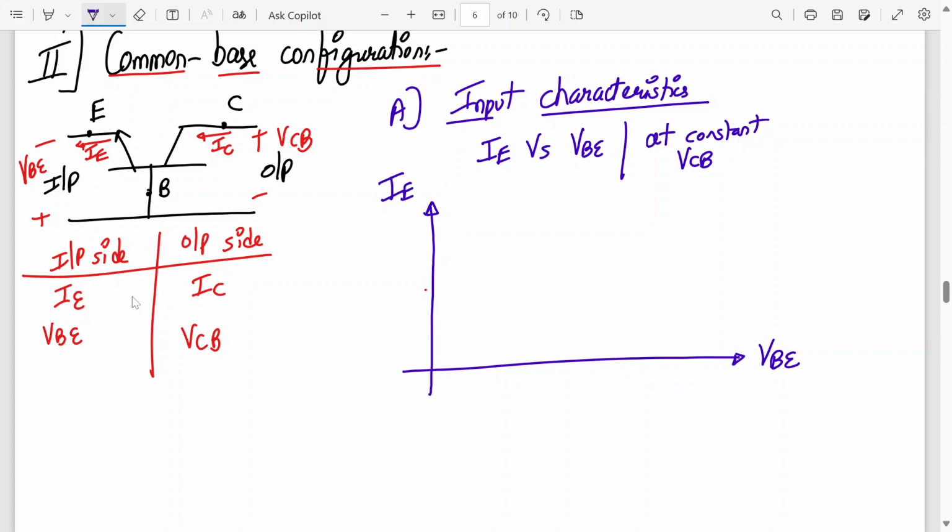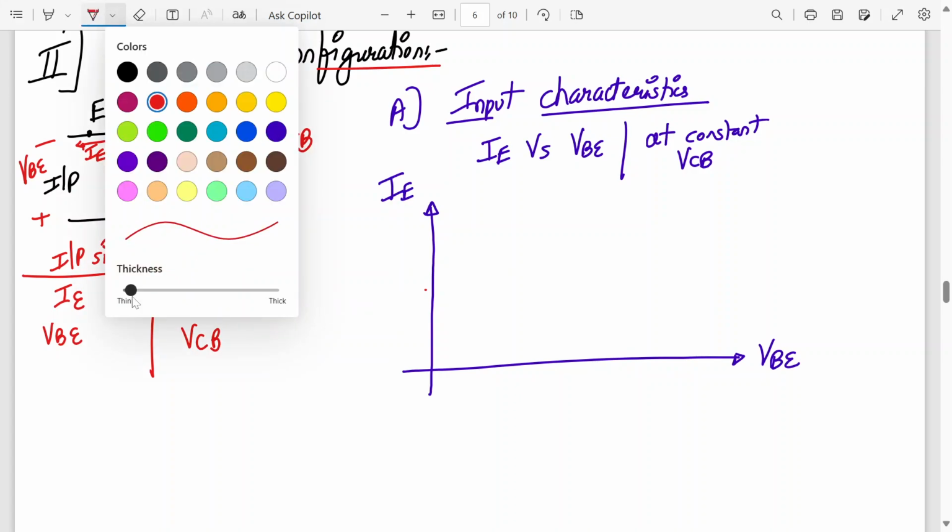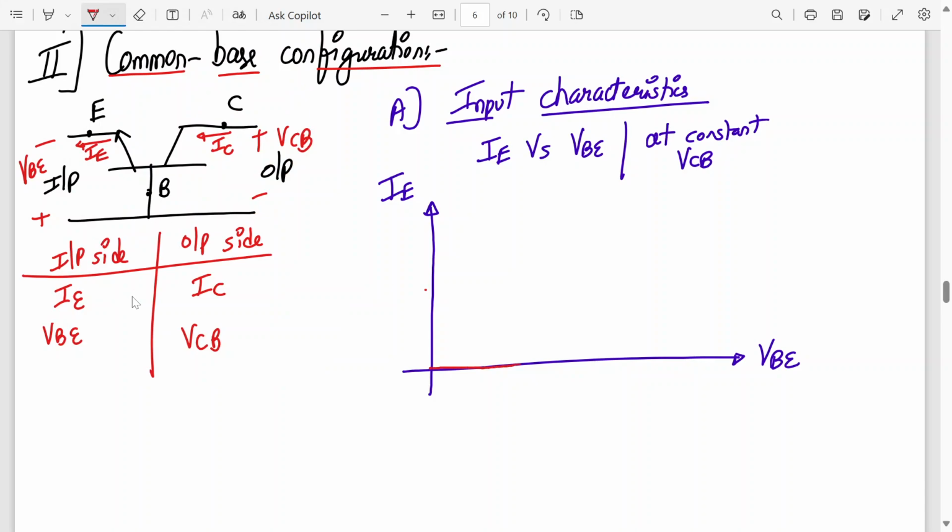This we have discussed before, right? It will be an exponential curve again for one constant value of VCB. For another constant value, it will be slightly this way. This value will be VCB1 and this value will be VCB2, and basically VCB2 is greater than VCB1. So this is around 10 volt, and this is around 5 volt at a constant value.